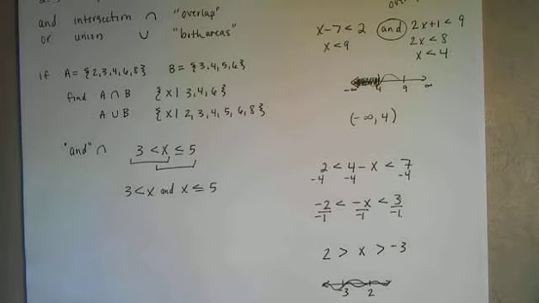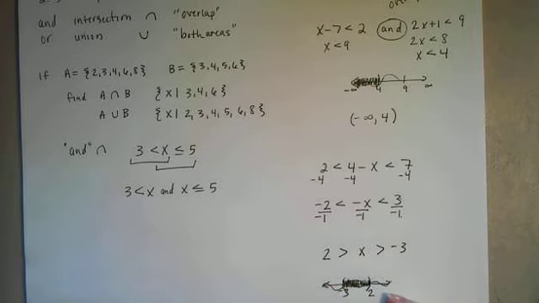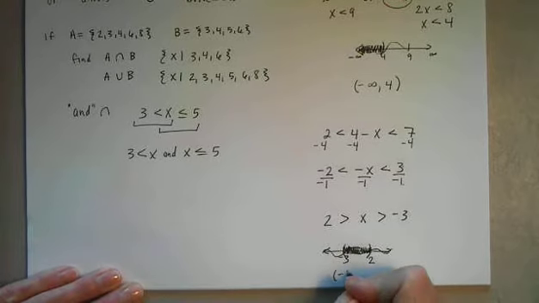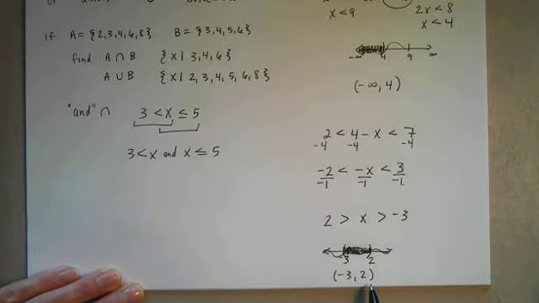And this is actually your typical and. Typical ands are going to be in the middle of the two. You can see the overlap is right there in between the two. So that's my final answer. And look, both endpoints are parentheses because they're not equal to. So my final answer is -3 up to 2. And that's interval notation for your solution.